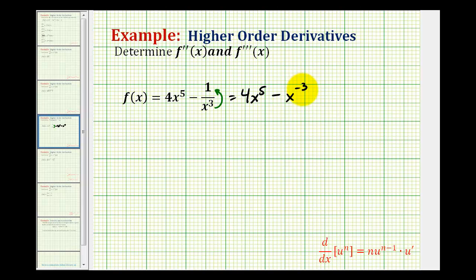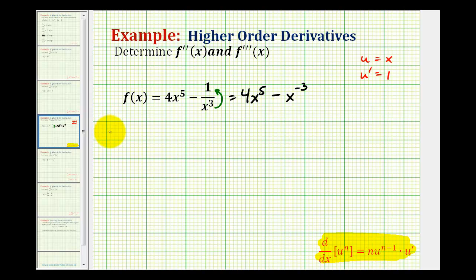minus x to the power of negative 3. And now it's in the form where we can apply the power rule. But notice now that we've learned the chain rule, the extended power rule does include the chain rule. But looking at these two terms, notice that u would be equal to x, therefore u prime would be equal to 1. And when u prime is equal to 1, we don't need to apply the chain rule, we can just use the basic power rule.